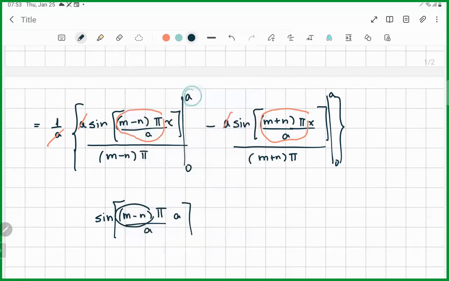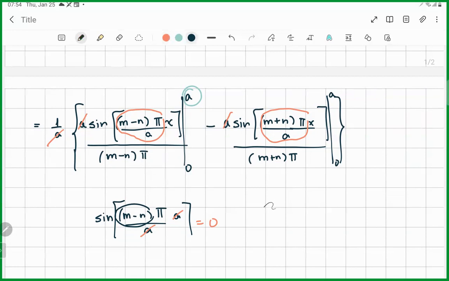This, oops, this a cancel. So we have sine of some multiple of pi. We know very well that this is 0. Okay. Same thing for the other side.